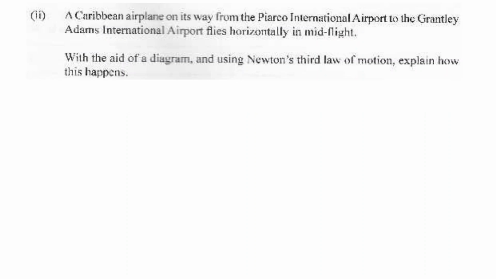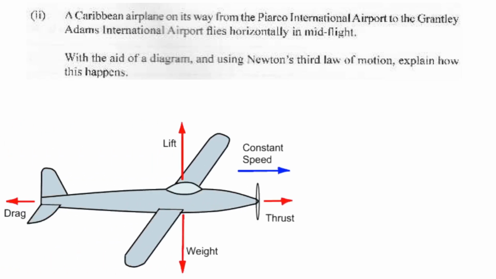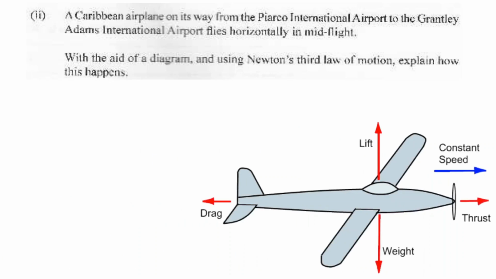A Caribbean airplane on its way from the Piarco International Airport to the Grantley Adams International Airport flies horizontally in mid-flight. With the aid of a diagram and using Newton's third law of motion, explain how this happens. So your diagram could look like something that you see there going across your screen. You have 4 forces. There is the lift, upwards, weight, downwards, thrust, to the right, drag, to the left.